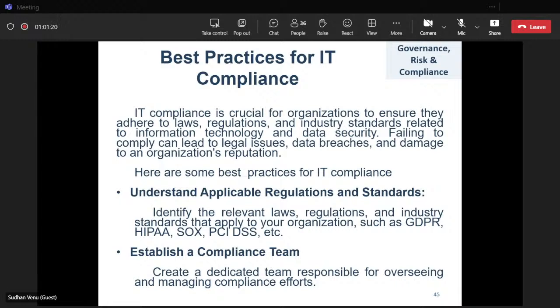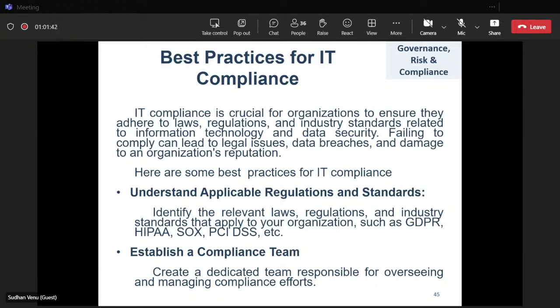If they fail to comply, it can lead to legal issues and data breaches, and that will damage the organization's reputation. So in order to avoid those things, they have best practices in terms of compliance. Here are the best practices for IT compliance which are given below. The first is to understand the applicable regulations and standards.